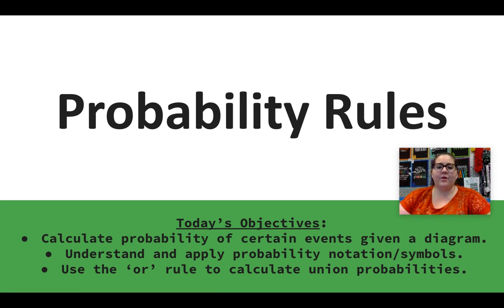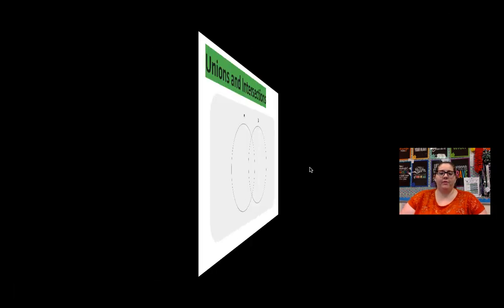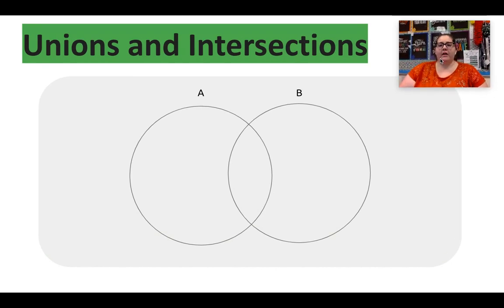Hi guys, so we're going to talk about some probability rules. We're going to calculate probability of certain events given a diagram, understand and apply probability notation and symbols. That's going to be a big part. And then we'll talk about the OR rule to calculate what we call union probabilities. So we're going to start off by talking about unions and intersections and what that means in terms of a Venn diagram, and look at some symbols as well.